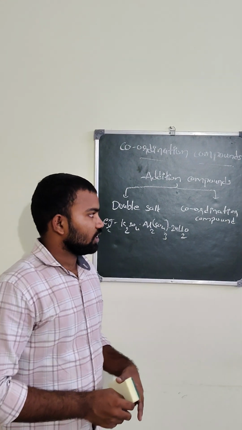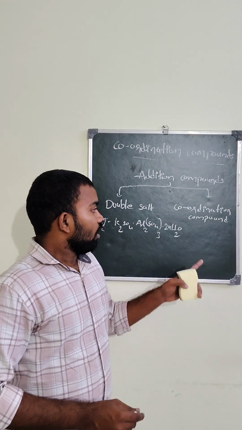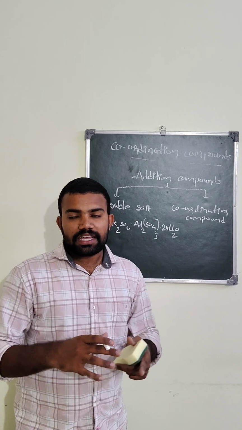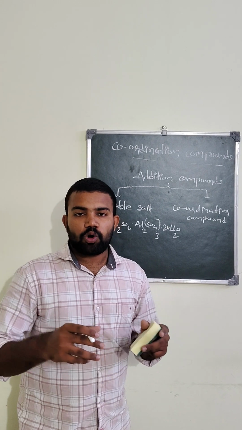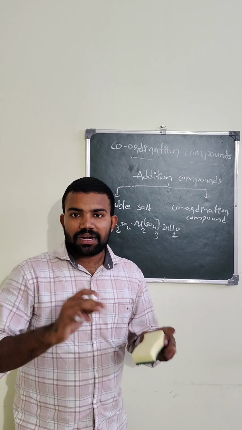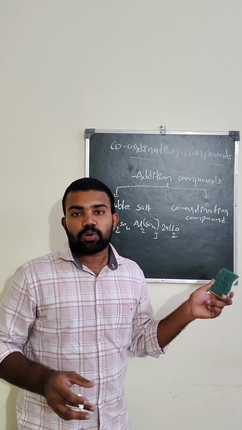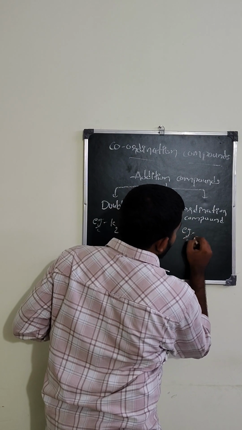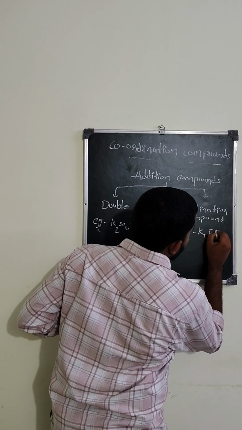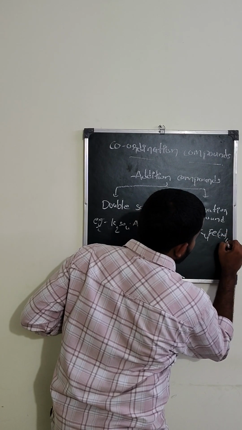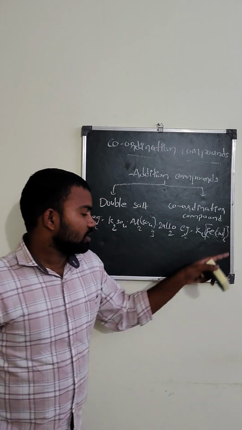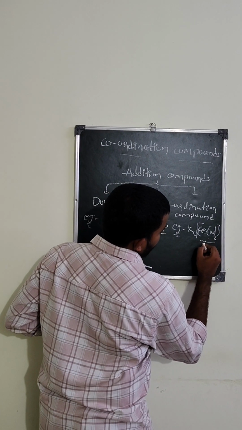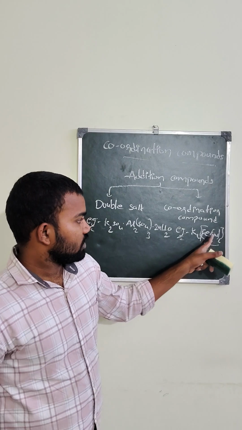So what is a coordination compound? In this, a ligand donates its pair of electrons to vacant d orbitals of the metal, and it forms a coordinate bond. The bond formed between metal and ligand is a coordinate bond, and the compound is called a coordination compound. For example, K4[Fe(CN)6]. So this is the coordination compound and this is the coordination sphere.